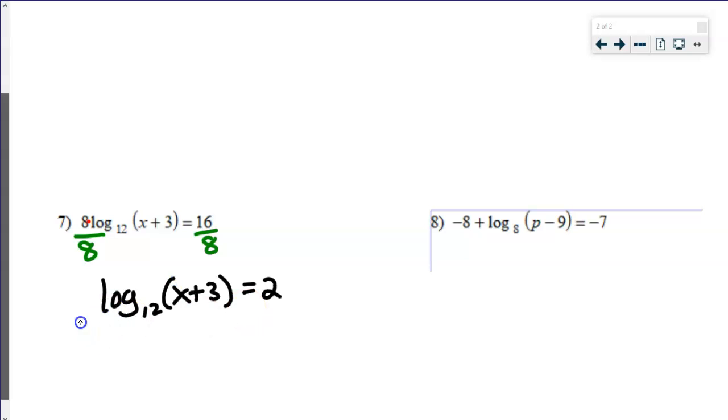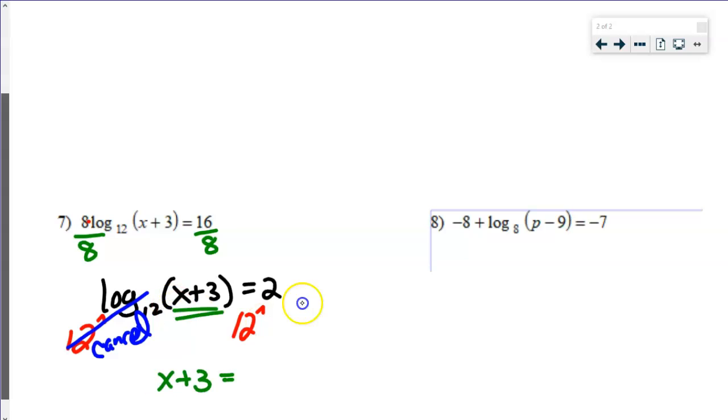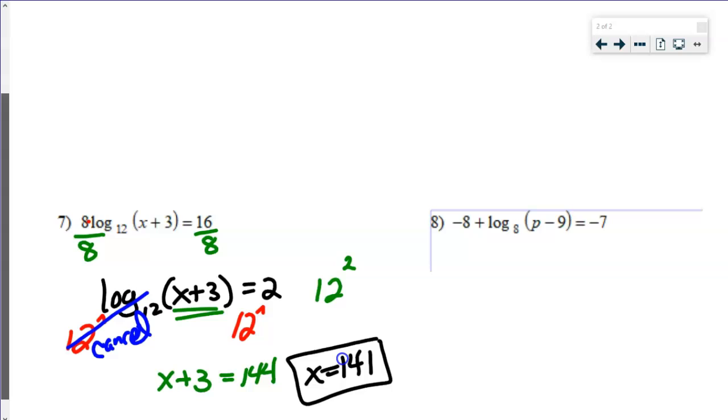So now when I exponentiate with a matching base of 12, 12 to the... Over here on the left-hand side, we do see that cancellation. Over here on the right-hand side, though, you don't have any cancellation. So on the left-hand side, you still have an x plus 3. And on the right-hand side, you have 12 to the second power, better known as 144. So then when you subtract 3 from both sides, you get 141. Looks like this is the right answer.